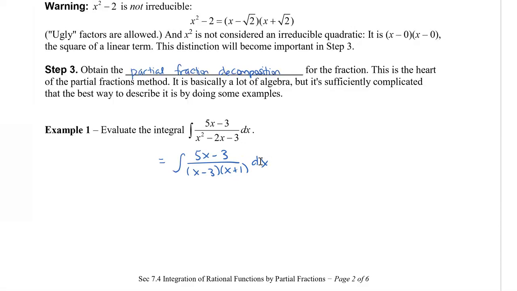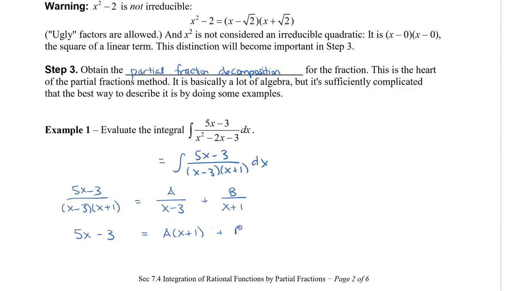So now I can separate this fraction into two parts. We're going to say this is equal to A over x minus 3 plus B over x plus 1. What we need to do now is to find out what A and B are. Multiplying through by the common denominator of x minus 3 and x plus 1, I get 5x minus 3 equals A times x plus 1 plus B times x minus 3.